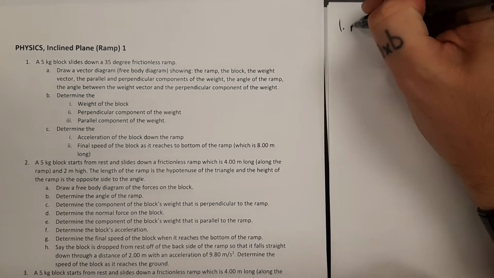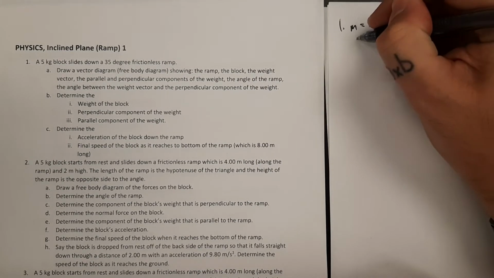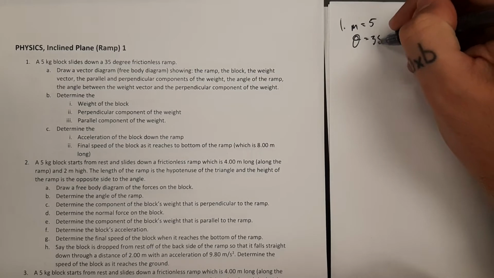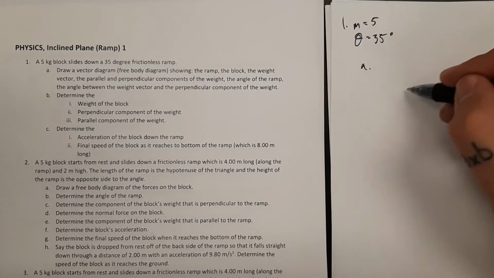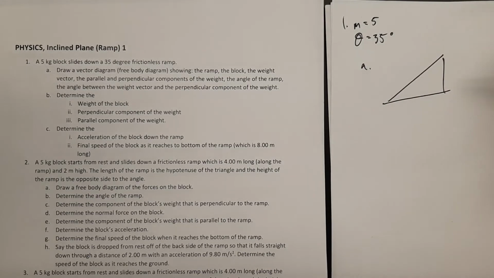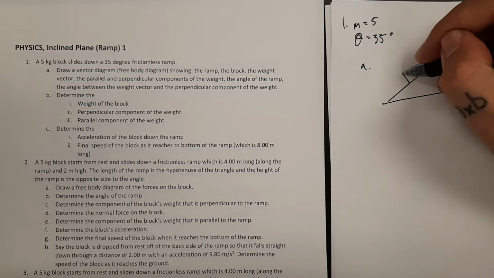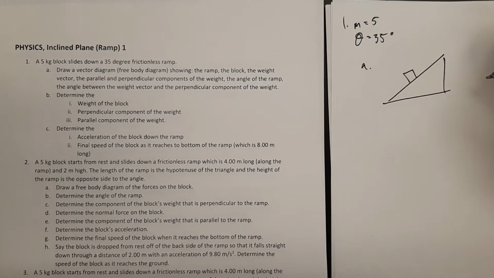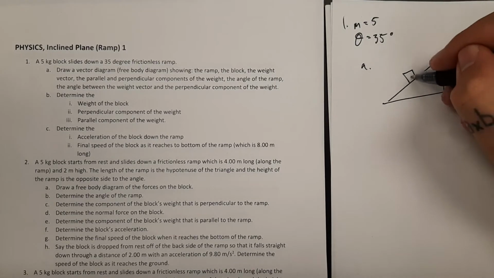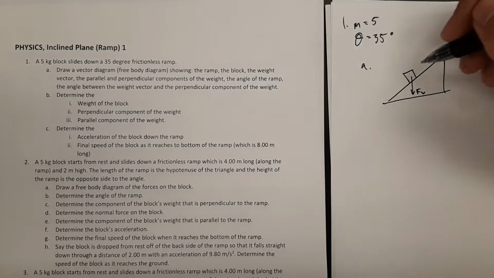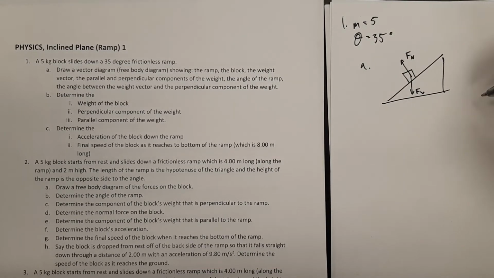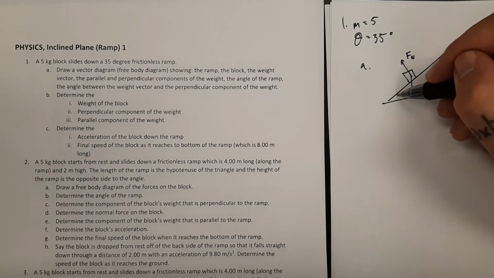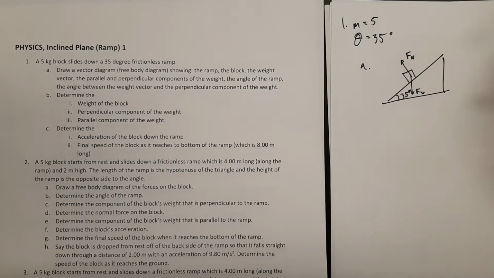So we've got mass and we've got our angle of 35. Okay, so we're drawing a vector diagram. We got a ramp, and this one specifically was looking at a frictionless ramp. So we've got our block, and there's only going to be two real forces acting on it. You're going to have your weight pointing straight down. You're going to be having your normal force pointing off perpendicular from the ramp. Okay, so it told us we had a 35-degree angle, so we got 35 degrees right there.